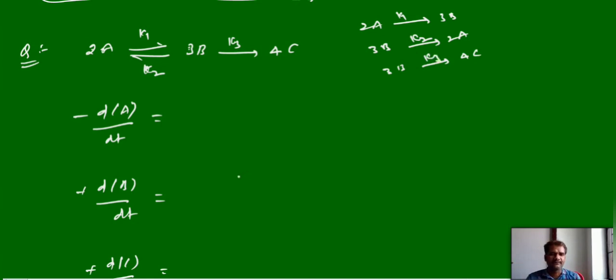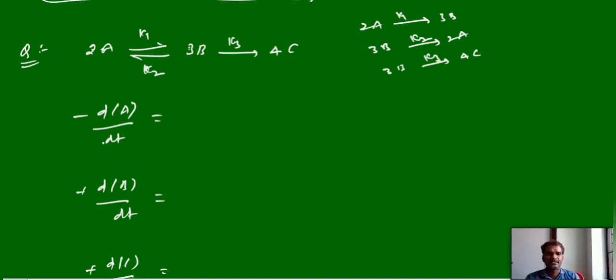So in the first reaction, it is an equilibrium reaction, but there are two reactions, two steps. One is 2A is converting into 3B, and the second one 3B is converting into 2A. You can write that equation like 2A, where K1 gives 3B, second one 3B, it is a K2 gives 2A, third equation 3B is giving 4C. Now this is overall three equations.